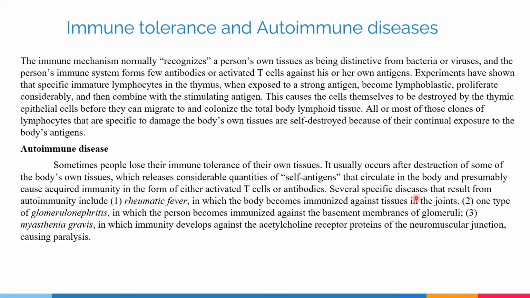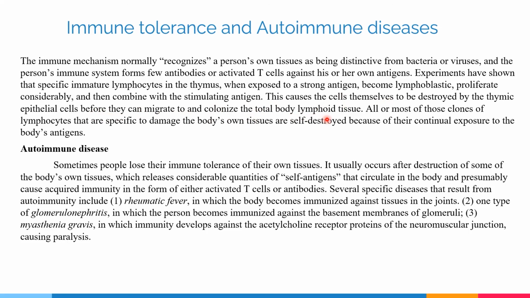Finally, we look into immune tolerance and autoimmune diseases. The immune mechanism of our body normally recognizes a person's own tissues as being distinctive from bacteria and viruses, and the person's immune system forms few antibodies or activated T cells against its own antigens. Experiments have shown that specific immature lymphocytes in the thymus, when exposed to a strong antigen, become lymphoblastic, proliferate considerably, and then combine with the stimulating antigen. This in turn causes the cell to be destroyed by the thymic epithelial cells before they can migrate to and colonize the total body lymphoid tissue.